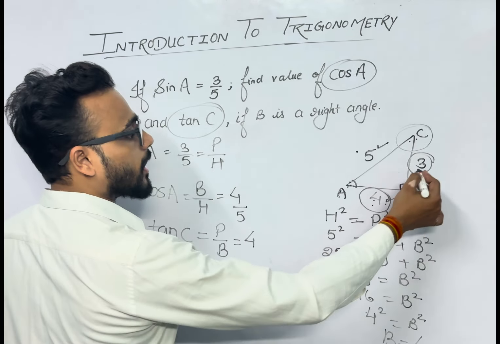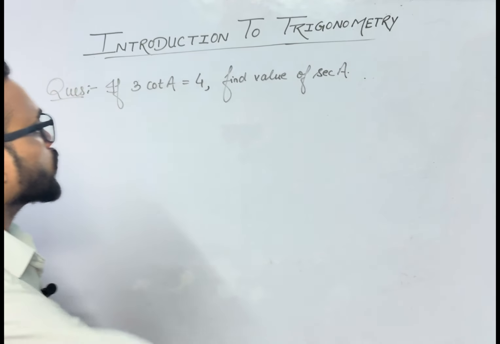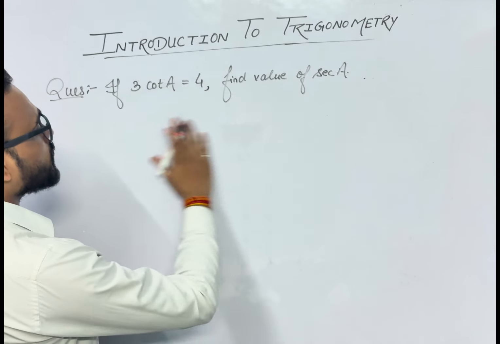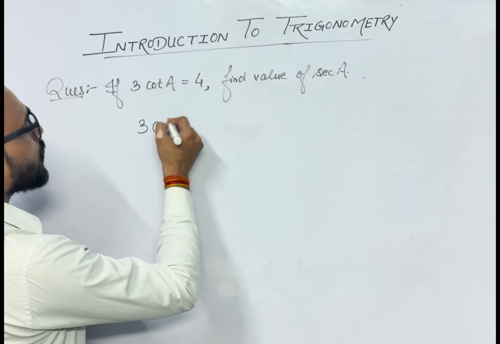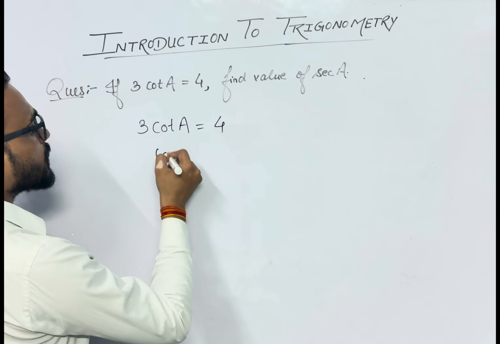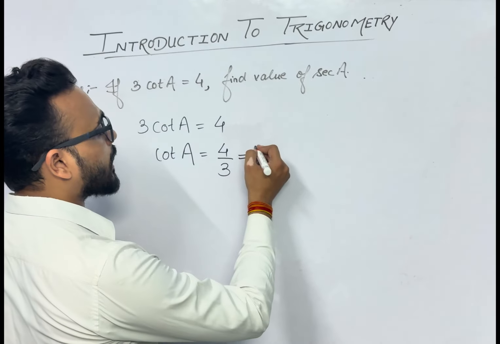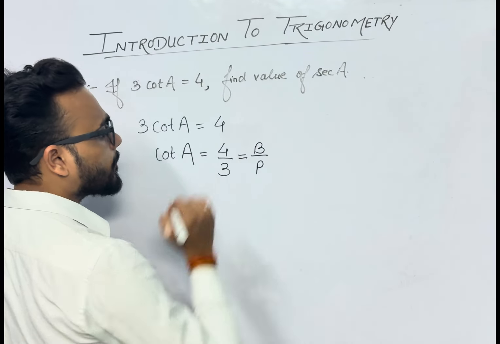Now we take another example to clarify our concept. Our next question is that if 3 cot A is equal to 4, then we have to find out the value of sec A. So what we have to do to solve this question? If 3 cot A is equal to 4, firstly we have to find out the value of cot A, which is equal to 4 by 3. So the value of cot A is 4 by 3, and cot stands for base upon perpendicular.